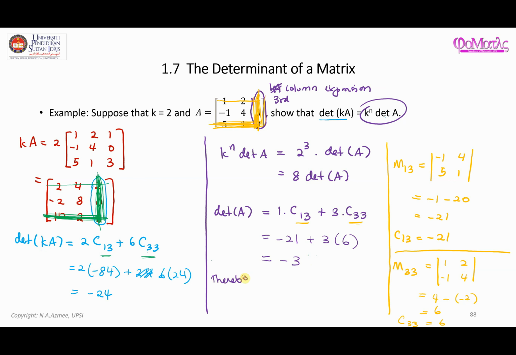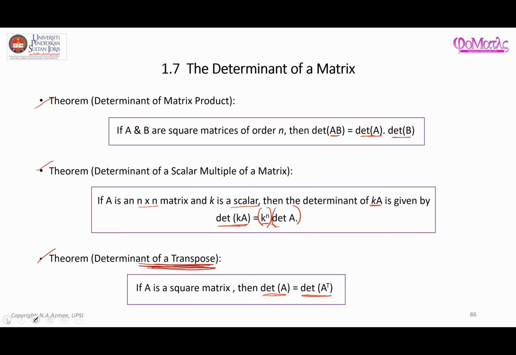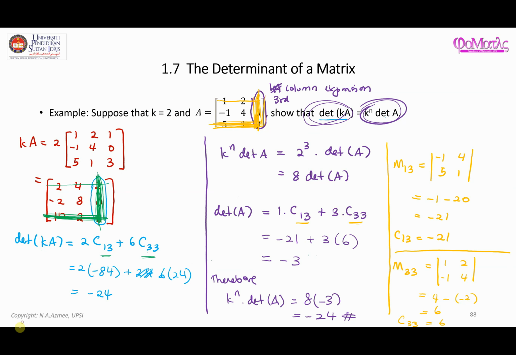Therefore, the determinant of A is going to be 8 times negative 3, which is equal to negative 24. And we are able to show that indeed the right hand side and the left hand side are equal and they yield the same answer. This example is related to this part. Finally, the last example that I would like to discuss in this video is this one.